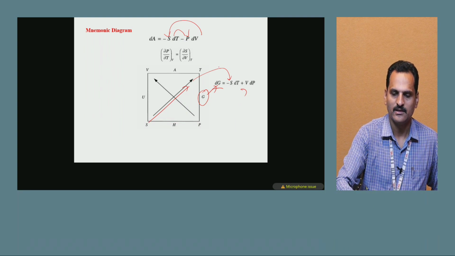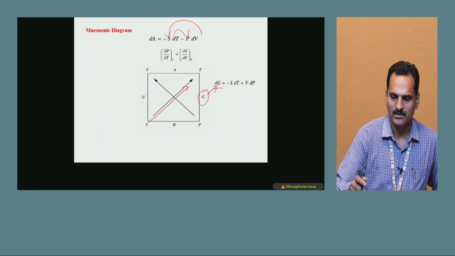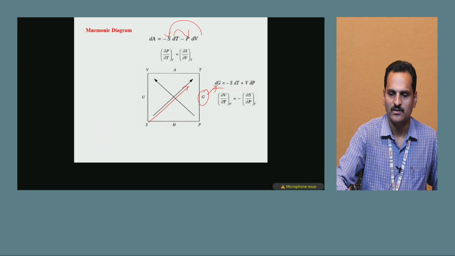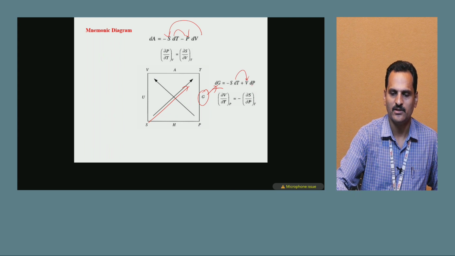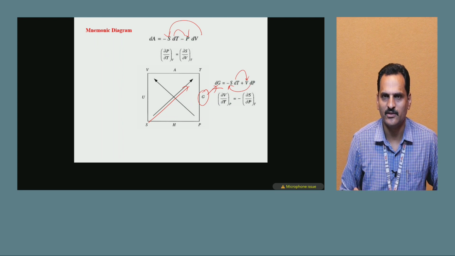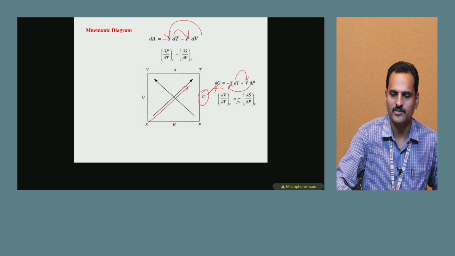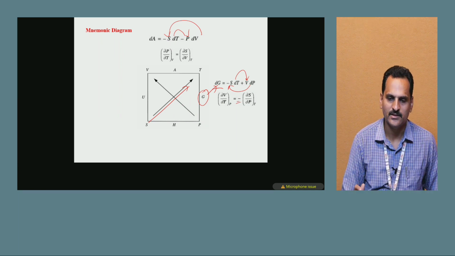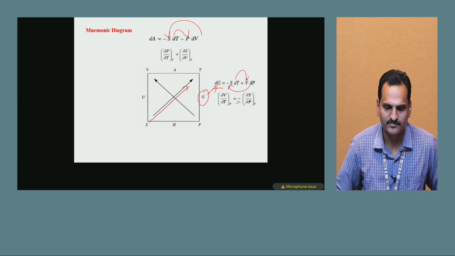Now we can write down the Maxwell equation. So dou V by dou T is equal to minus dou S by dou P. There is a negative sign, so that negative sign is coming here. This is the second, Gibbs free energy Maxwell equation.